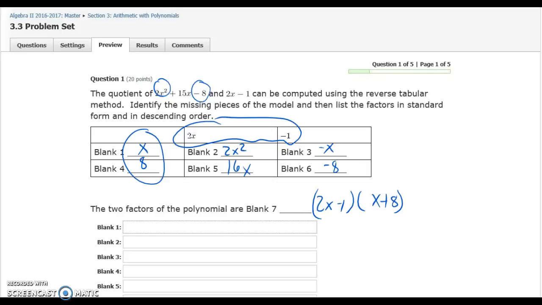This is a shorter video. I think your knowledge from 3.2 on multiplication will really help you understand this. Good luck.